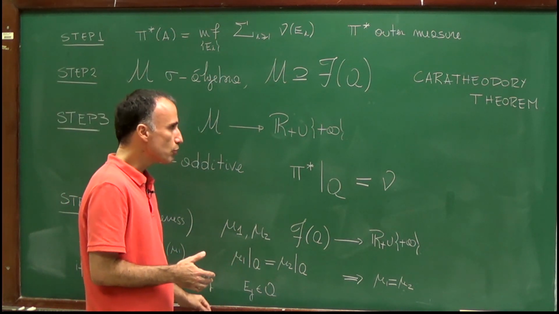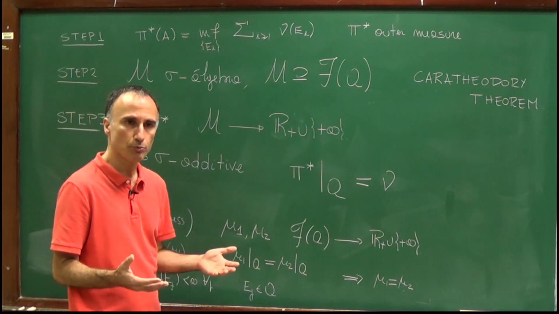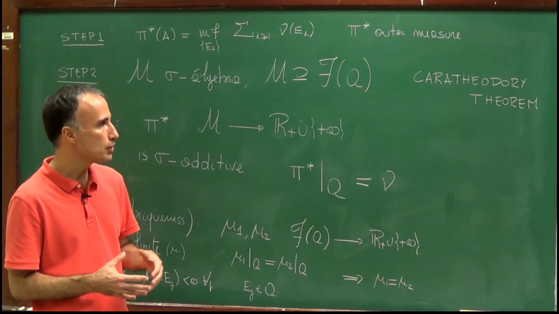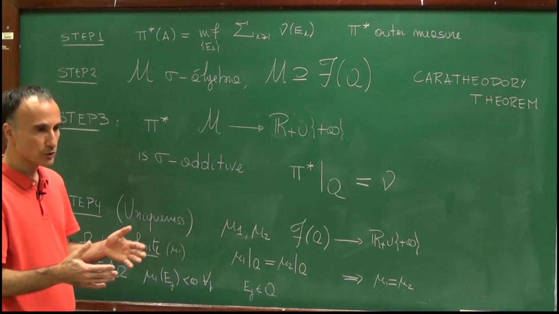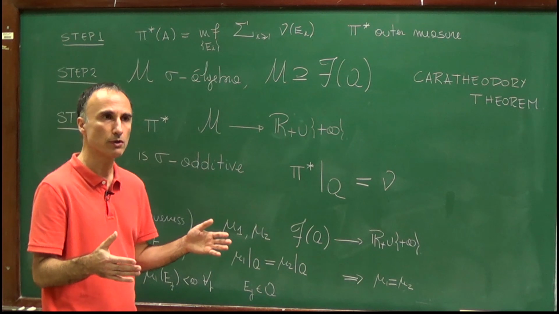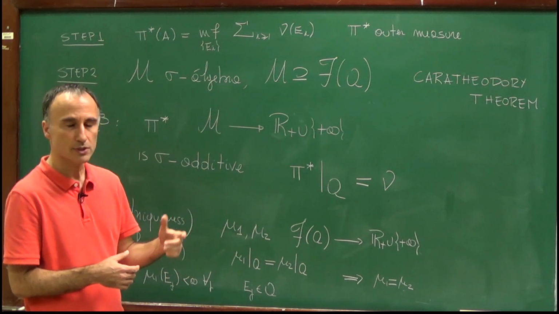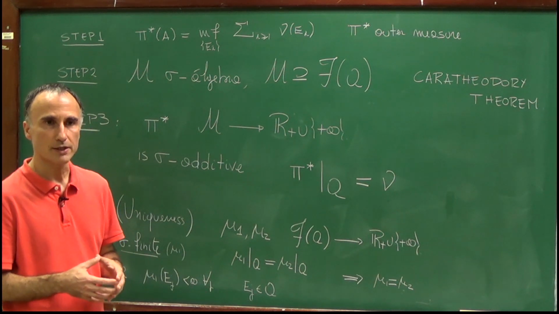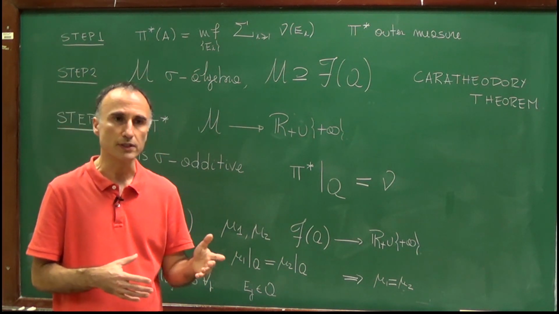And on the other hand, we will start applying this theorem to the problem which we started with, which means the length. So we will apply this theorem to the case of omega equal to the line and taking as starting semi-algebra the semi-algebra formed by the intervals. So this will be the content of the next lectures.